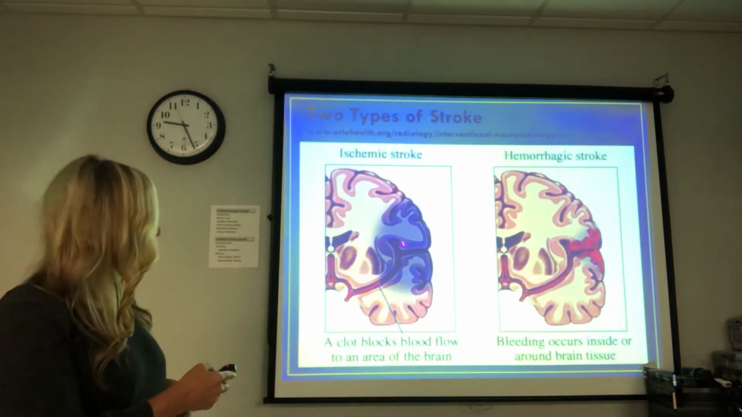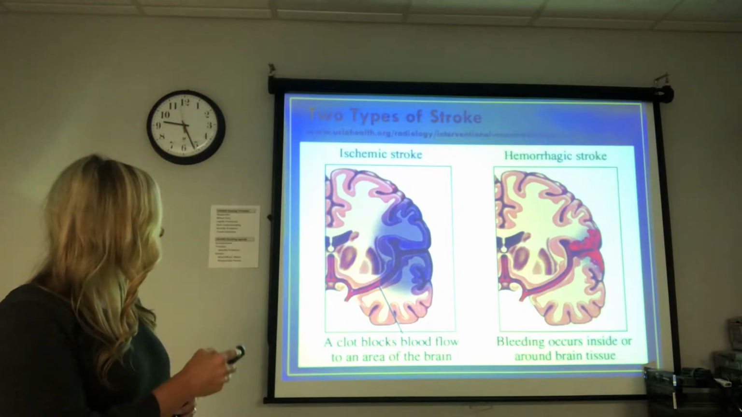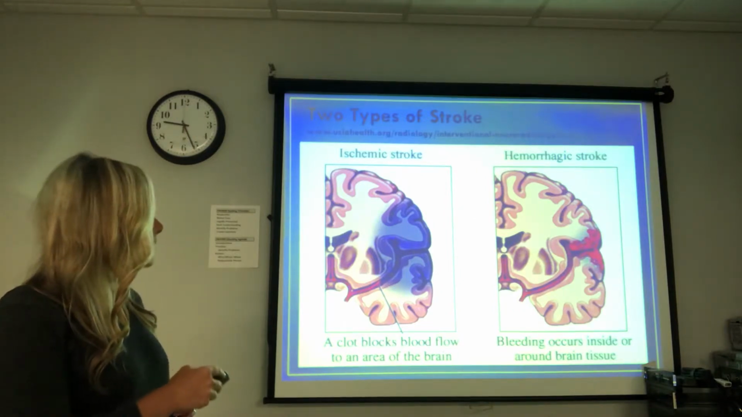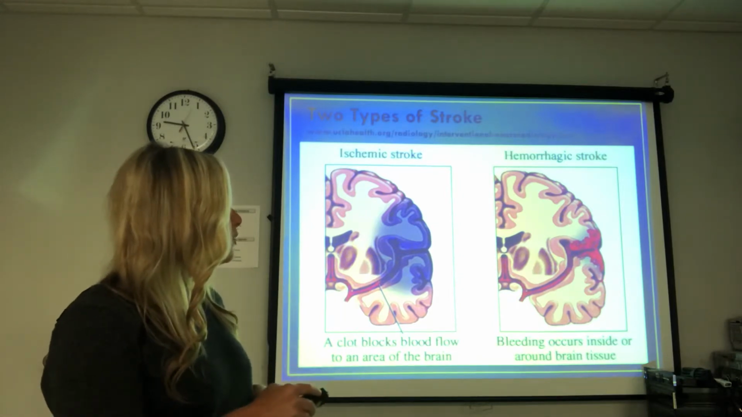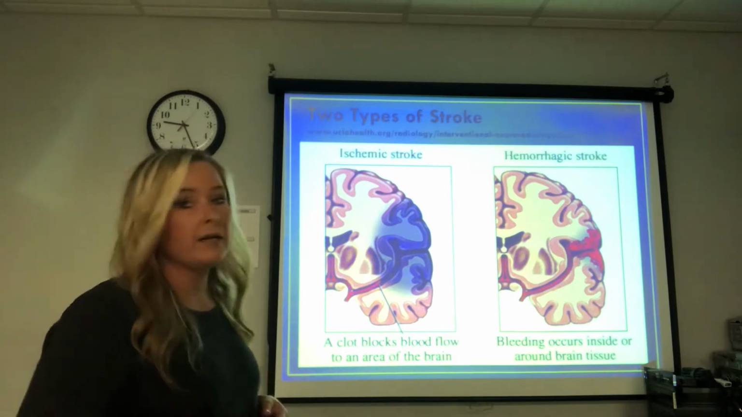As you can see here, this is the ischemic stroke. That is the area of the brain that is dying due to lack of perfusion. This is a hemorrhagic stroke where there's been a rupture of blood vessels and the blood is spilling out into the surrounding tissue.